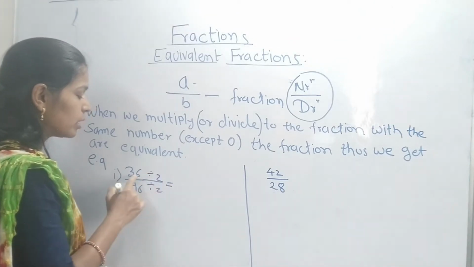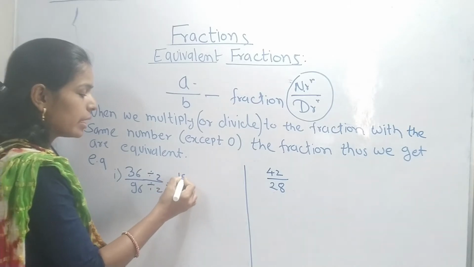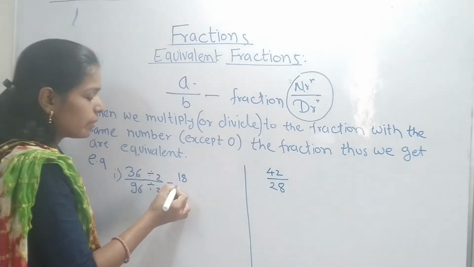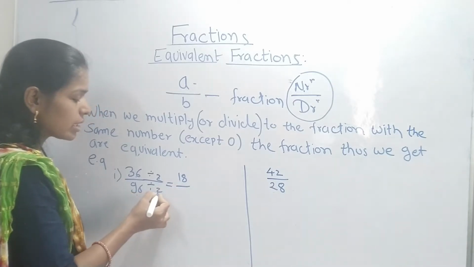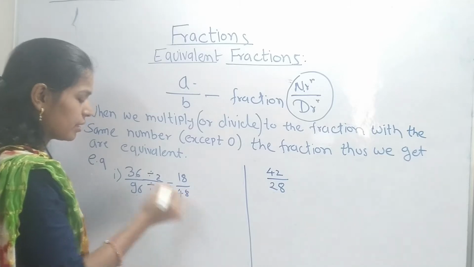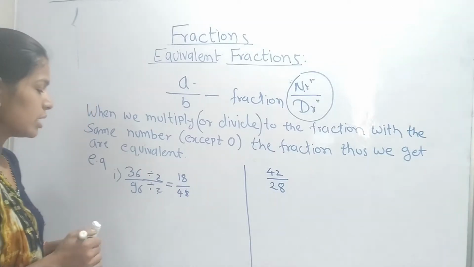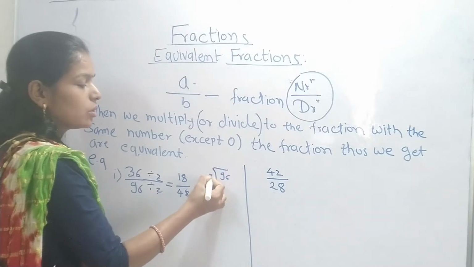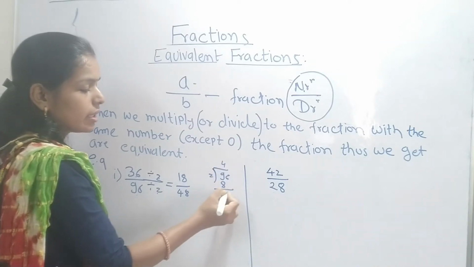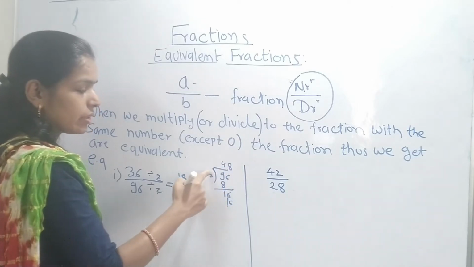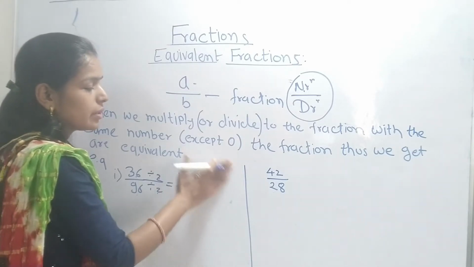Then the number you will obtain, 36 divided by 2, is 18. If you divide 36 by 2, you will get the number 18. And if you divide 96 by 2, you will get the number 48. Okay, 48. You can check once. 96 divided by 2, 2 4s are 8, remainder 6, 2 8s are 16. So 48 is the quotient. In this way you have to write.